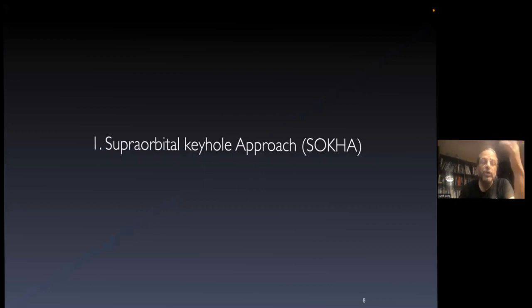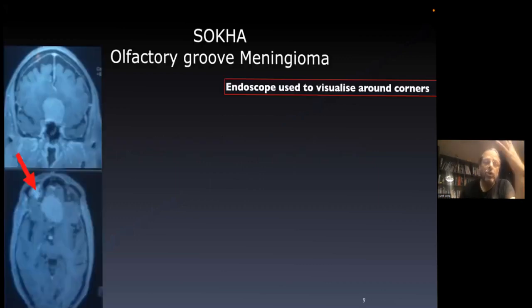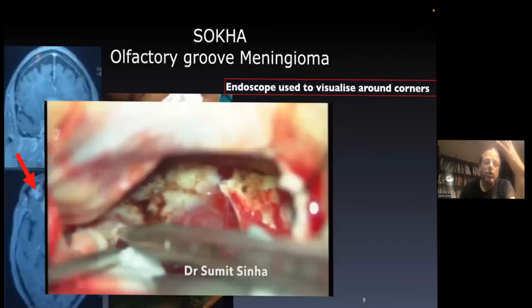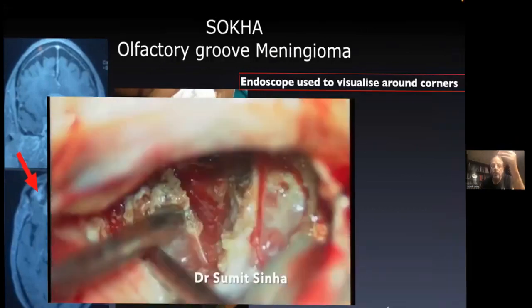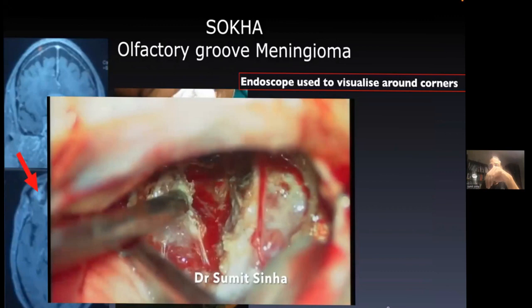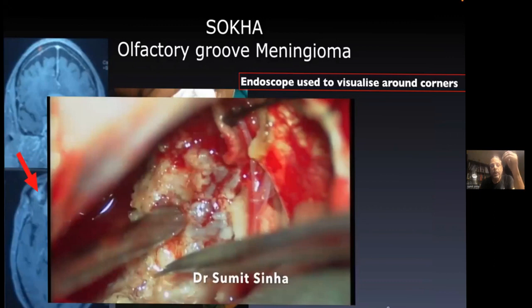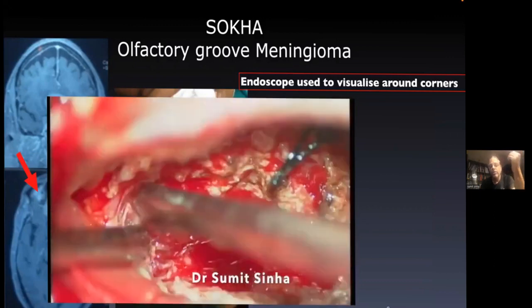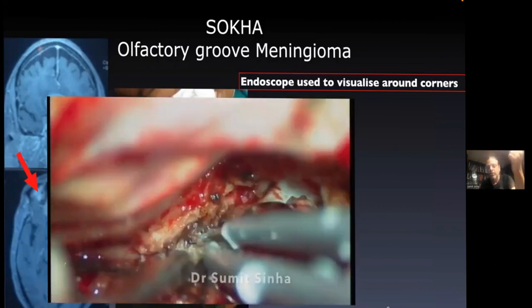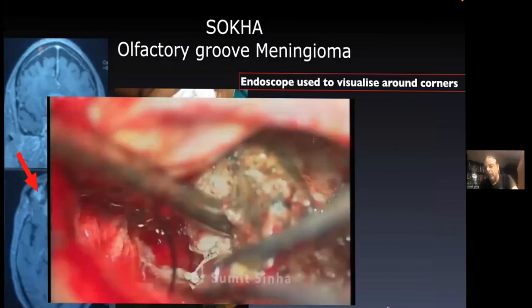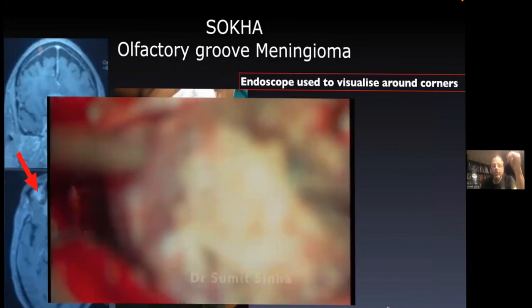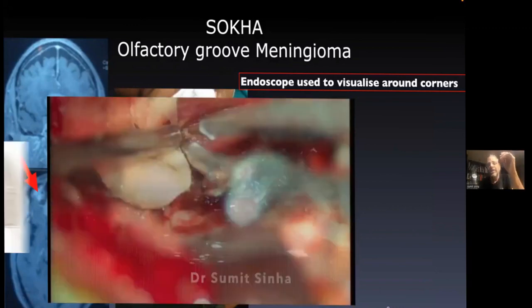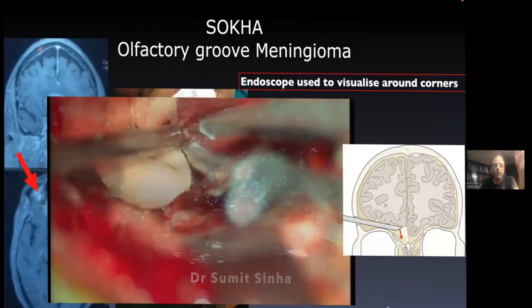So the SOCA approach, the supraorbital keyhole approach, is for lesions above the orbital roof and below the orbital roof. The best regions are the olfactory groove and planum sphenoidale meningiomas, which are some such tumors suited to the SOCA approach, and of course, clipping of anterior communicating artery segment aneurysms also in the cold phase. I would say not in the acute rupture phase. They are good to remove through the SOCA approach.